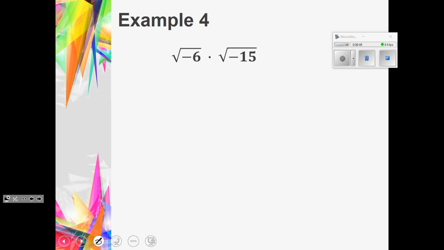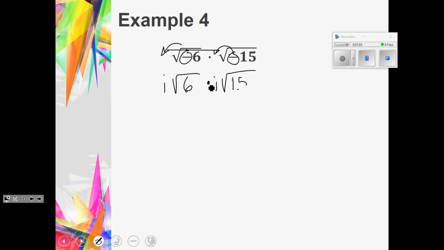So how do we multiply when they're radicals? How do we multiply radicals? Now normally we do outside, outside, inside, inside. But there is one little change that you have to do when working with the negatives under the radicals. You have to deal with those first. So I'm going to have to take out my negative and make this i times the square root of 6. And then I'm going to make this i times the square root of 15.